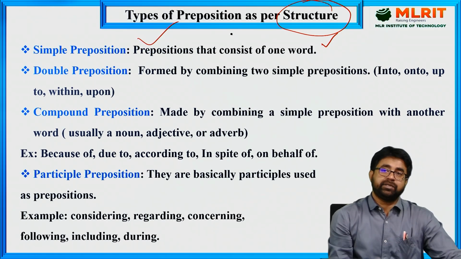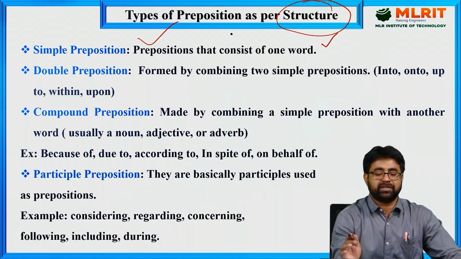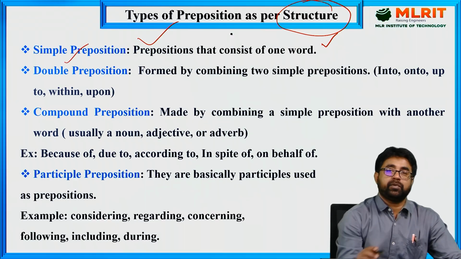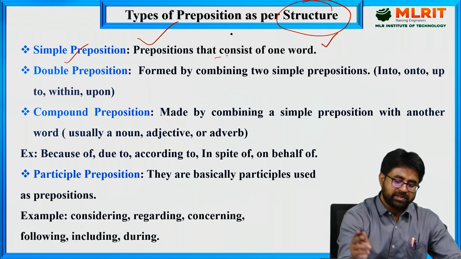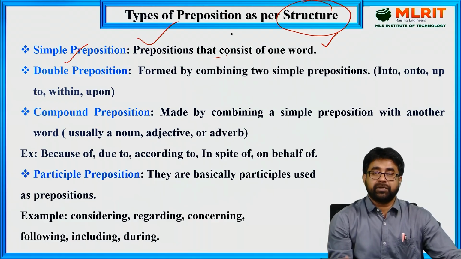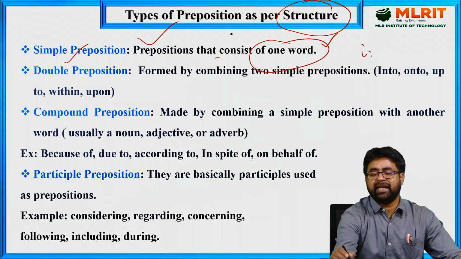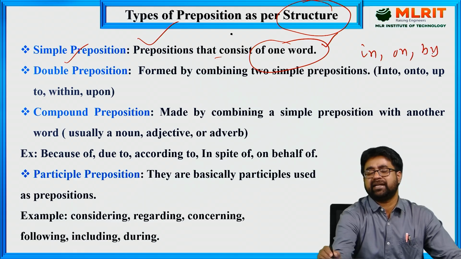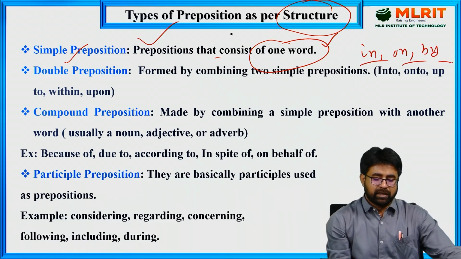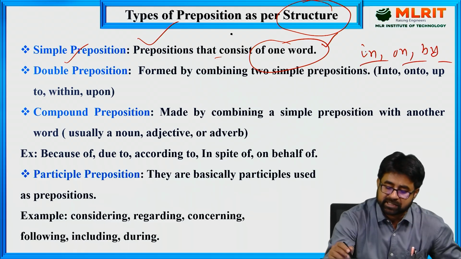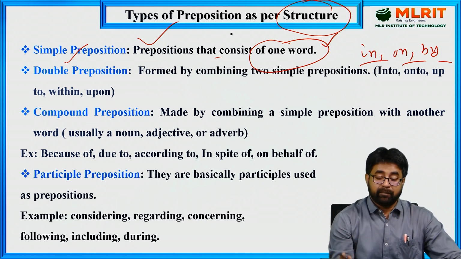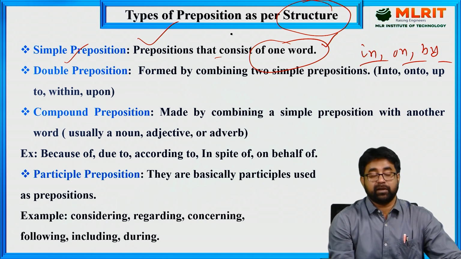So let's see how we can categorize prepositions in terms of their structure. So structure means what? How do they look? What is their physical structure, right? So you can see, simple preposition is the first category. Simple preposition is like the normal preposition with a single word. They consist of one word. For example, in, on, by, all these are examples of simple prepositions. Now why are they called simple? Because you can understand they are only one word, no complexity. That's why they are known as simple prepositions.